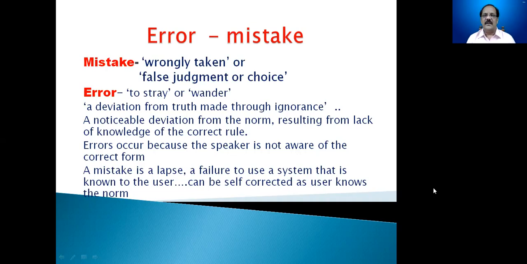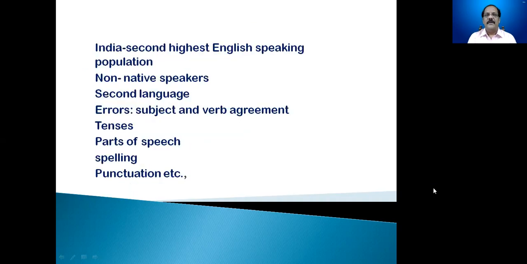So mistakes are known things that can be corrected easily, whereas with errors, they are not aware of the norm or the rule. So that's why errors and mistakes have some distinction between one and the other, but we normally commit both. We make errors and we commit mistakes. So let us be careful about it. I will give you some examples where we normally make errors. Why do we commit these errors?